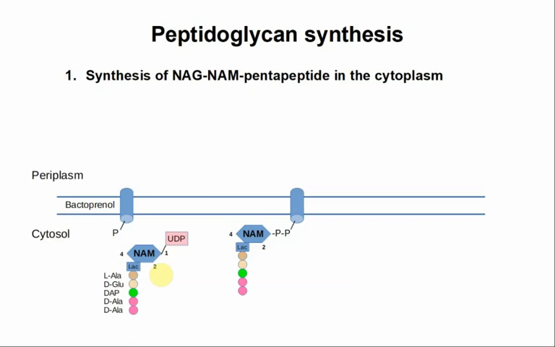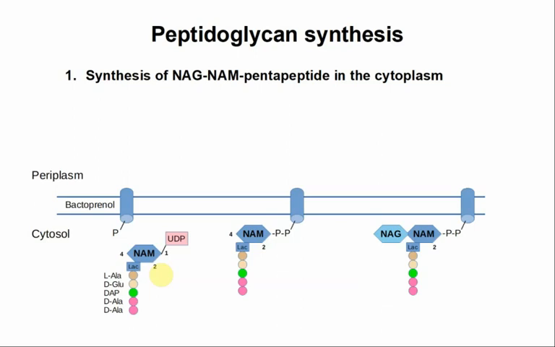Okay, you could imagine you have another curved arrow coming down here, and then UMP will be released into the cytosol. So that's where this second phosphate group comes from. Okay, so this is also called lipid 1 in the synthesis of peptidoglycan.